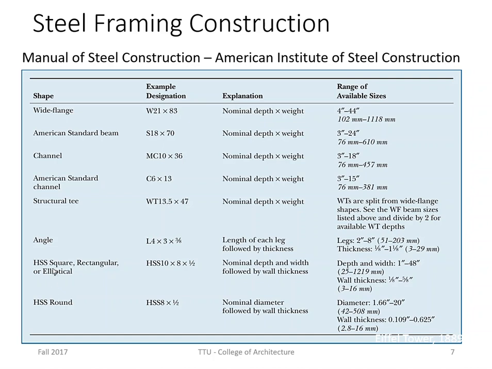These last two here are actually cold rolled, and we'll talk more about them when we go into cold rolled steel, but it's called a HSS, square, rectangular, or elliptical, and then a HSS round. And like I said, we'll go into that when we go into cold rolled steel.